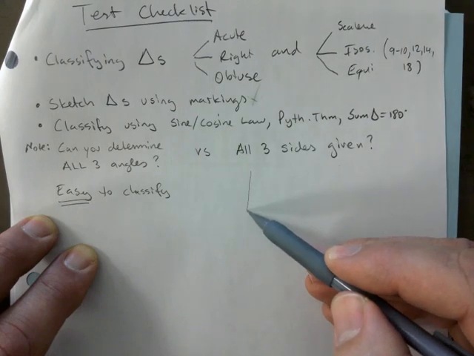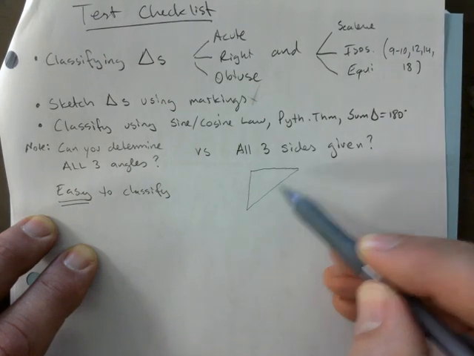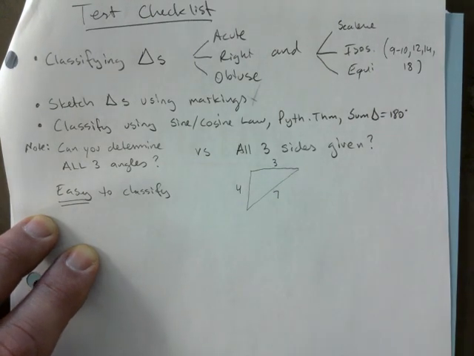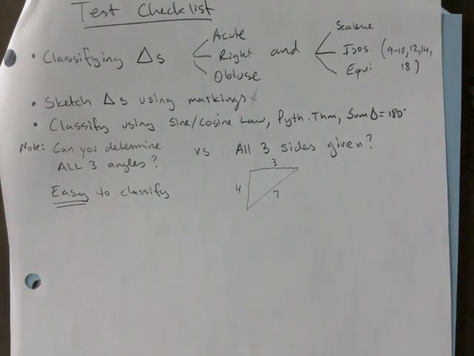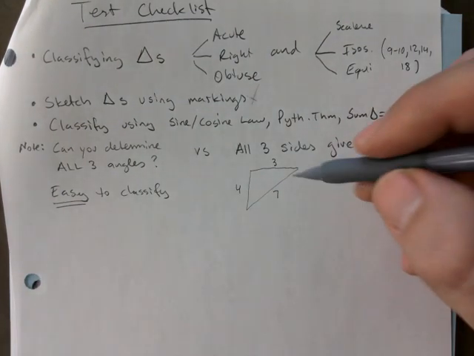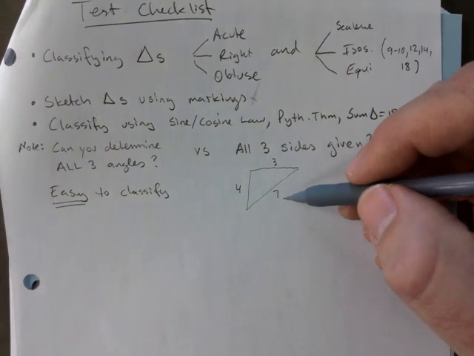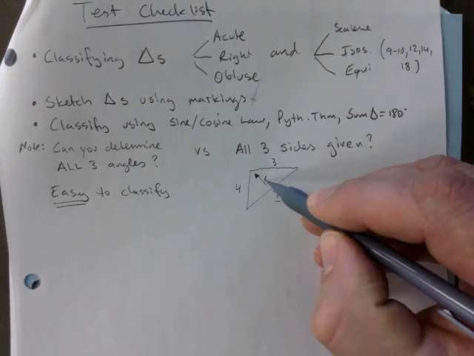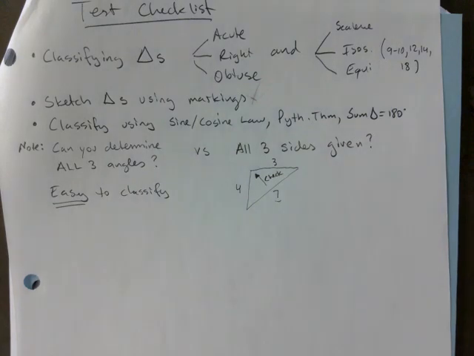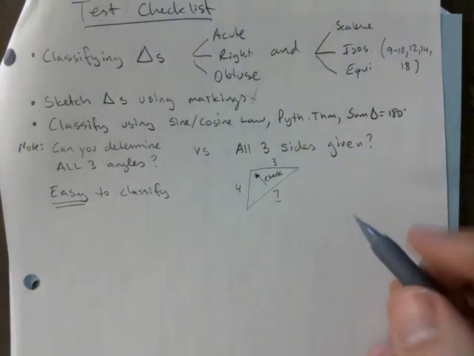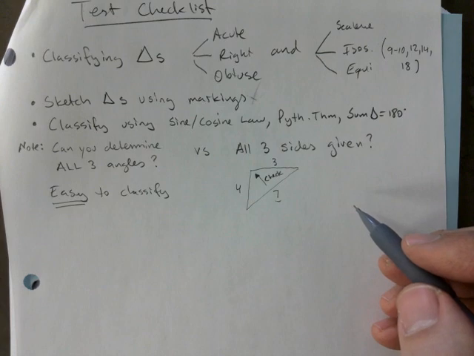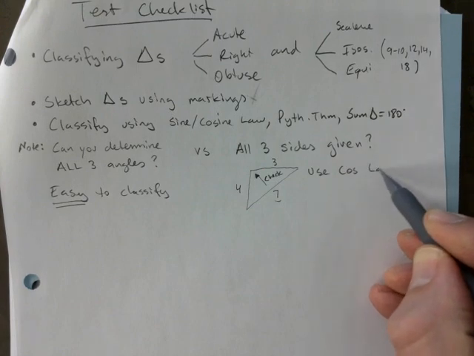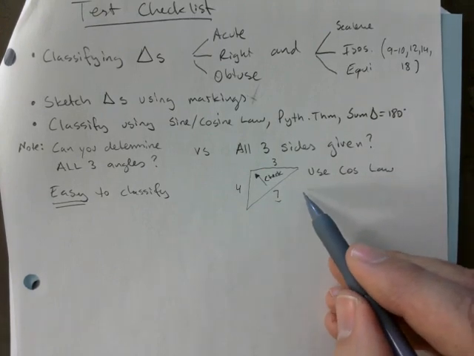So let's say you have something like this. 7, 4, and 3. And you're like, hey, classify that. Well, you know for sure this is scalene. Right? But which angle would you check for? The one that's across the longest side, you would check for that one, right? Check. Use cosine law. And this should tell you a lot here.